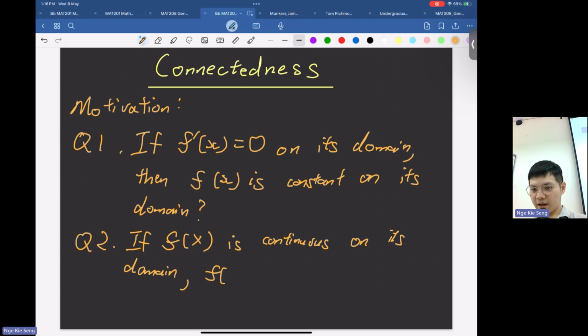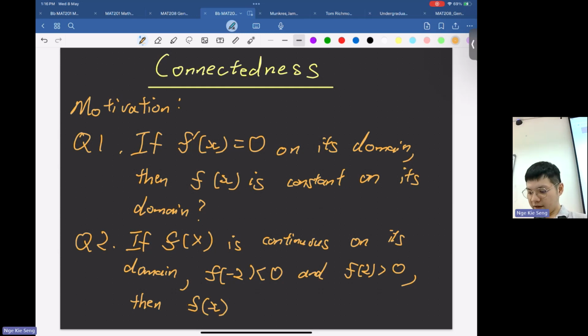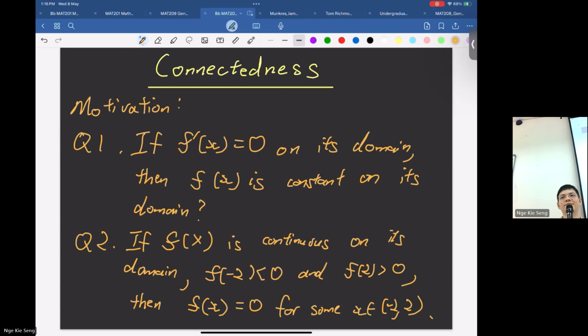Is it true that, if I know that f(-2) is less than zero and f(2) is greater than zero, then I can find a point such that f(x) equals zero? So it's like an intermediate value thingy, for some x in (-2, 2). True or not? He shakes his head. True or false? False. Why false? The domain can be separated. So give an example. For the first one, what example can you give?